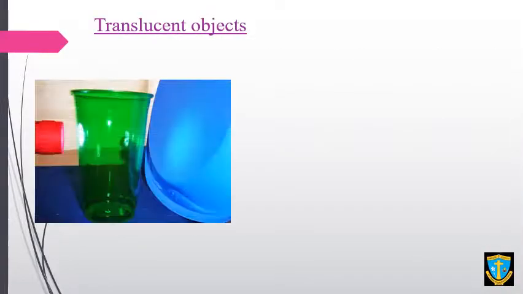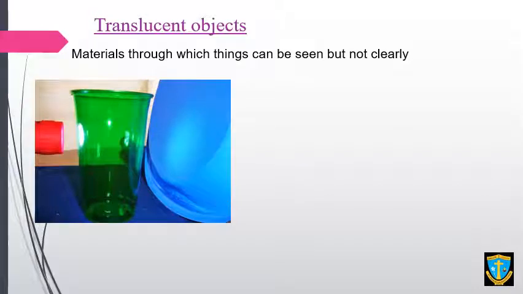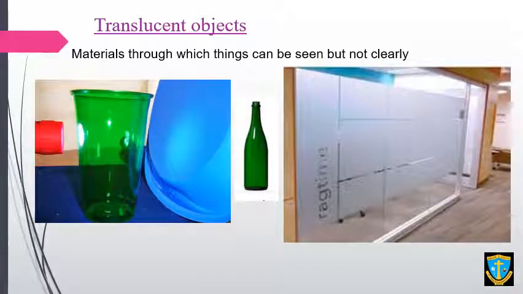Translucent objects. Objects through which light cannot go out clearly, or materials through which things can be seen but not very clearly, are called translucent objects, like colored glass, colored plastic, and others also. You see, this is a glass bottle, and even the office doors and the cabin glass, some part is translucent.